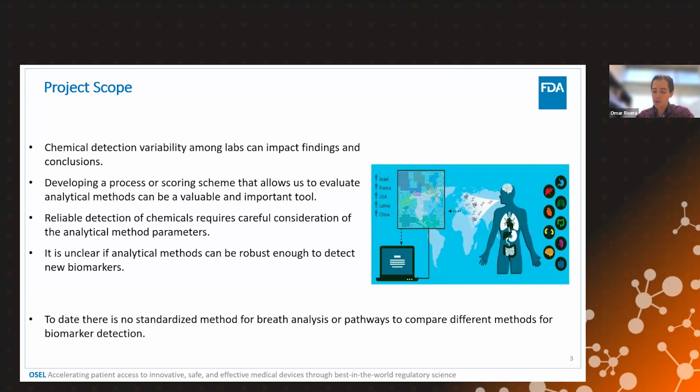The problem we're trying to solve is the unclarity of whether a biomarker found in one study could be found in another, and if the analytical methods used were robust enough to detect such. Our aim is to develop methods which will bring consistency among studies and detection methods.